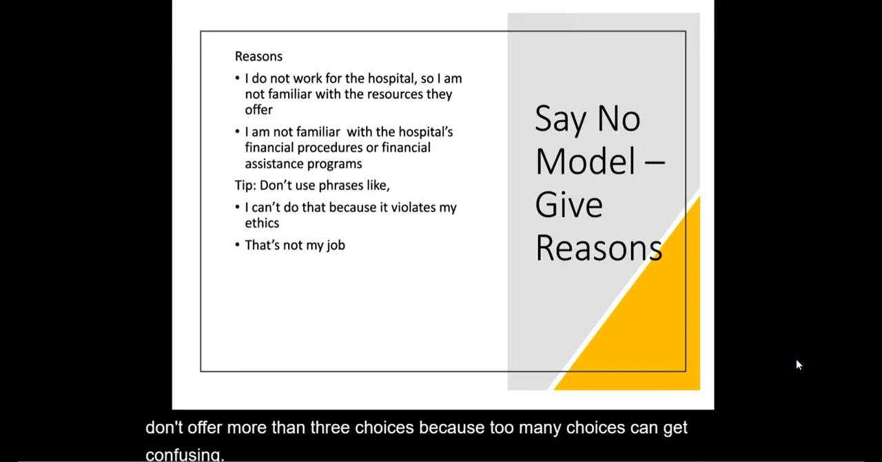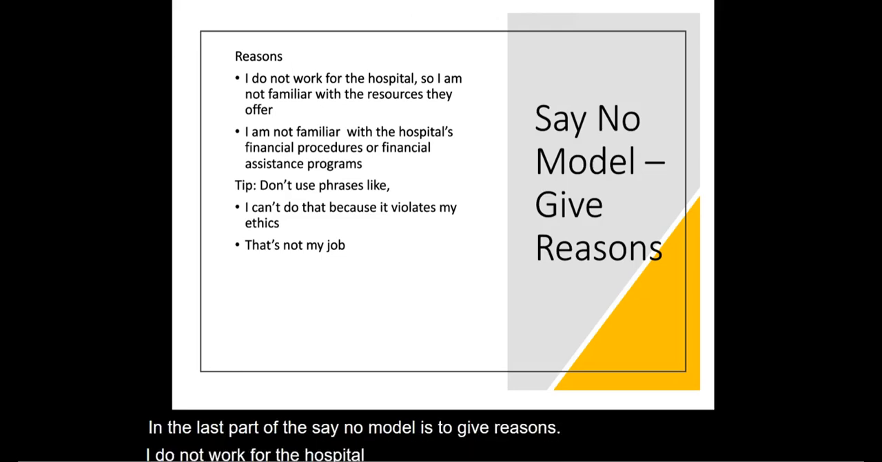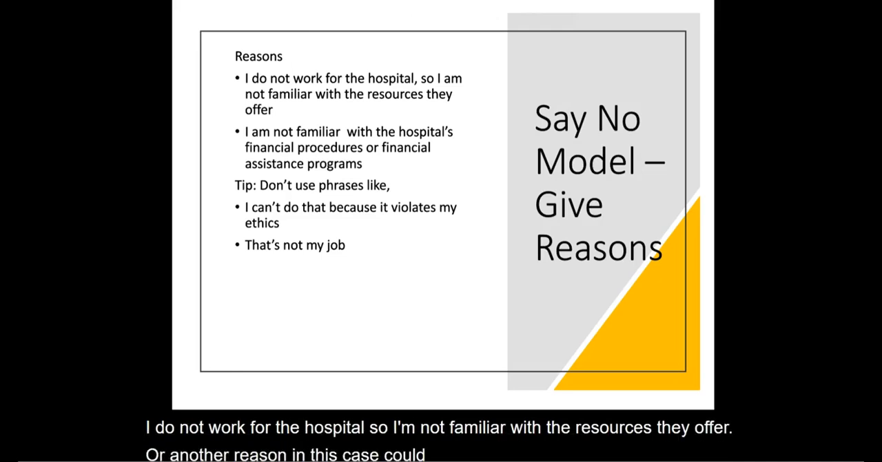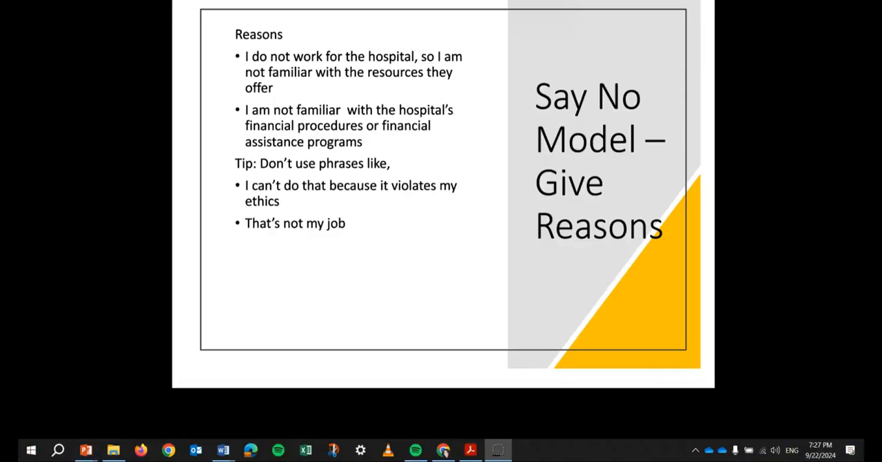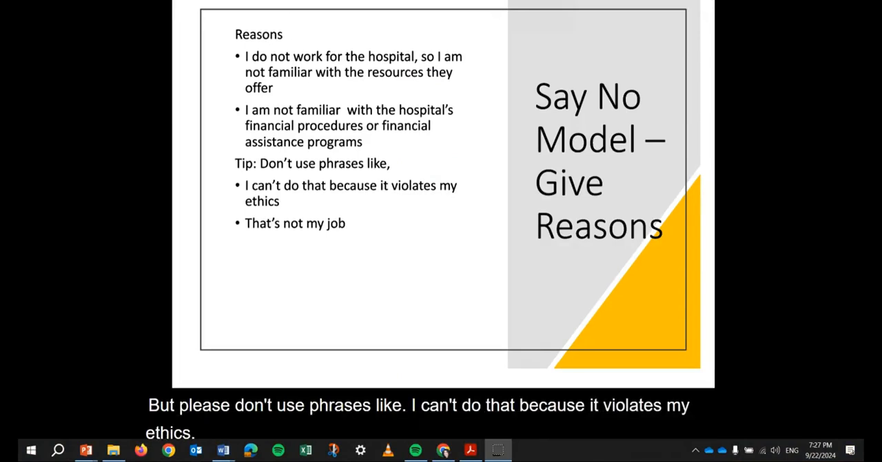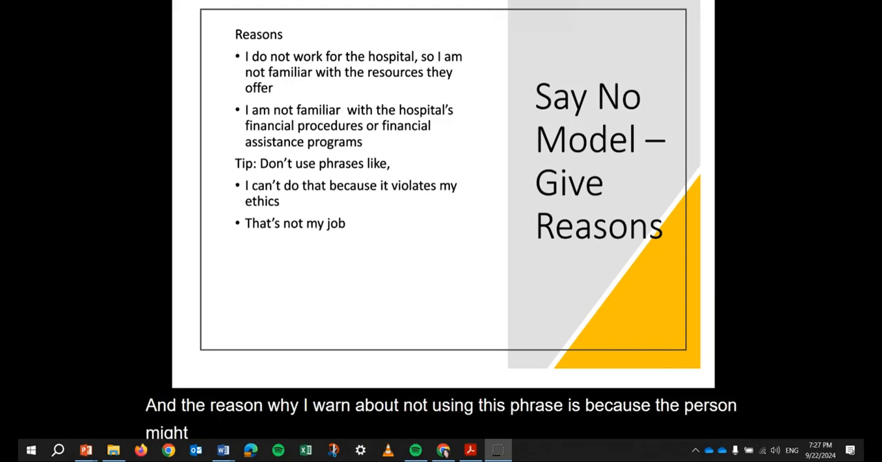And the last part of the Say No model is to give reasons. I do not work for the hospital, so I'm not familiar with the resources they offer. Or another reason in this case could be, I'm not familiar with the hospital's financial procedures or financial assistance programs. But please don't use phrases like, I can't do that because it violates my ethics. The reason I warn about not using this phrase is because the person might take that as you thinking that they are asking you to do something unethical.